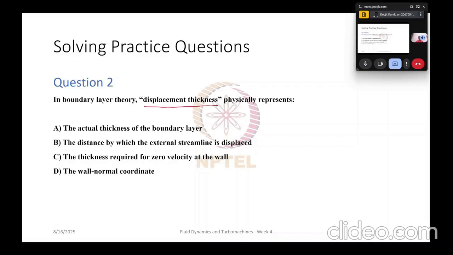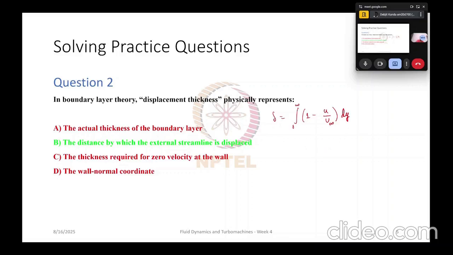Okay, so let's take a look at the solution. It's actually option B, the distance by which the external streamline is displaced. Although displacement thickness is defined mathematically in this way, integral from 0 to infinity of 1 minus u over u infinity, which is the free stream velocity, into dy.